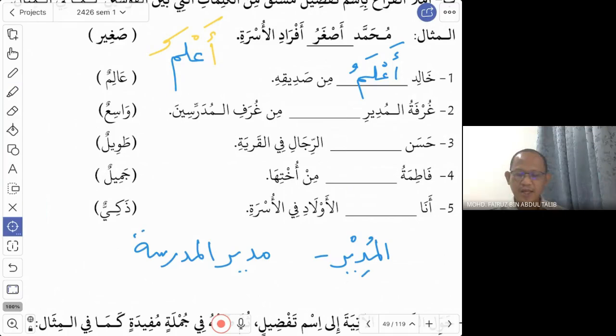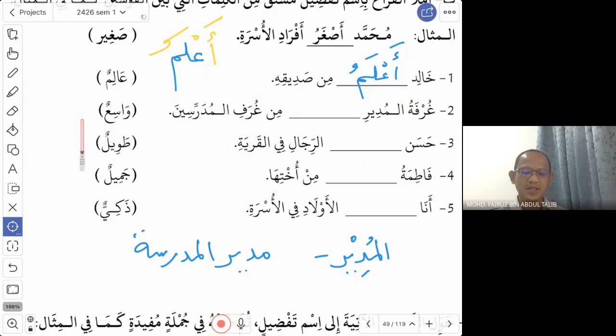In this jumlah, is this a headmaster? You read until the end. Ghurfatul mudir min ghurafil mudarrisin. Ghuraf is the same word as ghurfa. This is mufrad, room, and ghuraf is jama, the rooms. The rooms of the mudarris, the rooms of the teachers. Now you can say, oh, this is in the school setting. So yes, you are correct. We can say this as the headmaster, or the principal. So ghurfatul mudir min ghuraful mudarrisin.